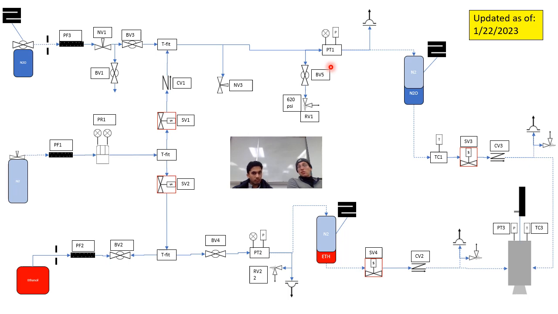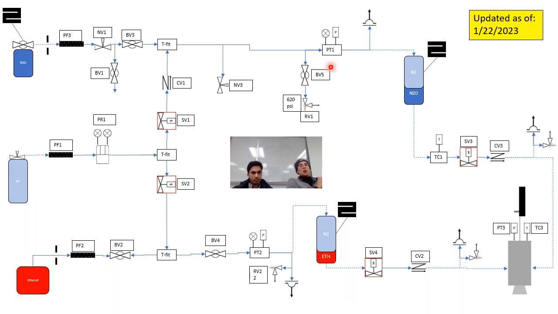Actually, I'm not sure why it's important that we close it right away. It's important that we close it right away because we are worried that if there are nitrous oxide fumes or gas, we don't want SV1 to just be open the whole time and allow that gas to migrate into the nitrogen tank and near the ethanol side.